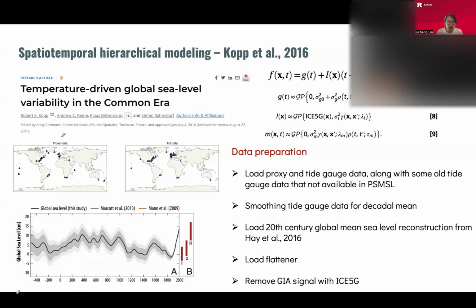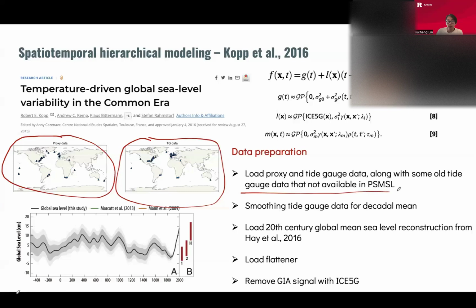So what he actually did is compile proxy data across the world. It's not always across the world, but some parts of the world. More data is available in North America and Europe for historical reasons. And he also incorporates some tide gauge data that can tell him better about sea level change in the last 200 years.